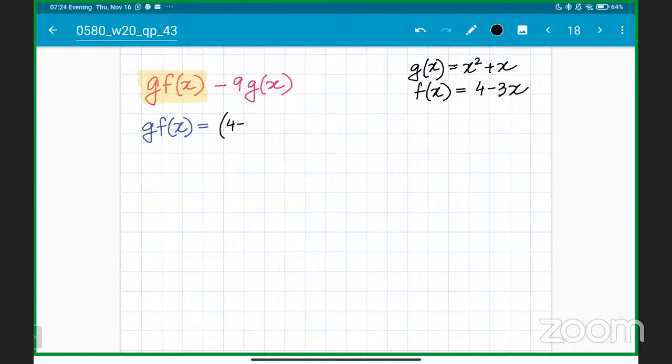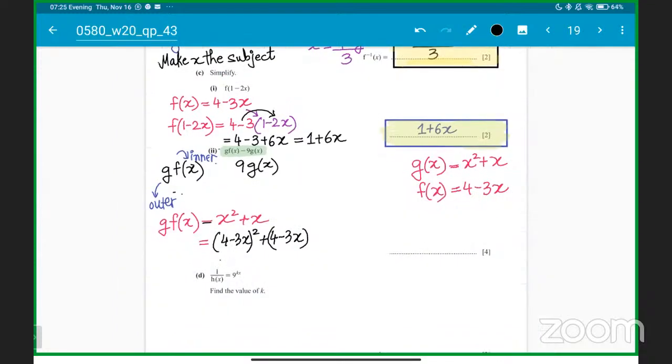So we got 4 minus 3x whole squared plus 4 minus 3x, okay? So we'll have to solve this whole thing again for g of f(x). Everyone must know up till here, okay? How I got till here, everyone should know how I formed the composite function, okay? Clear?